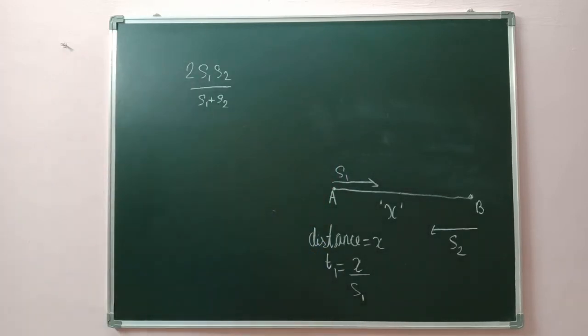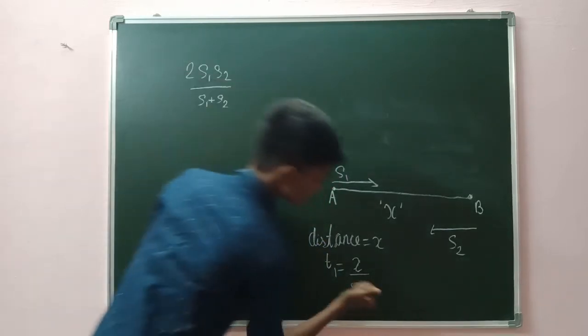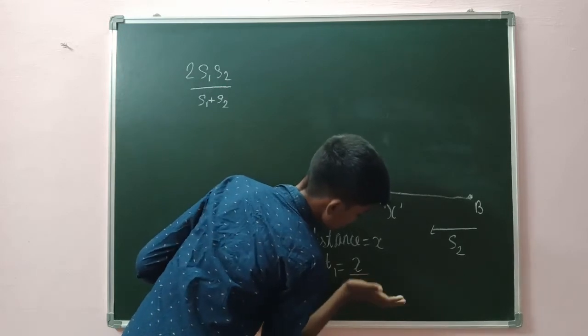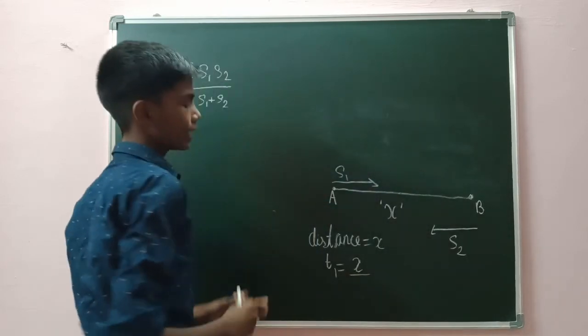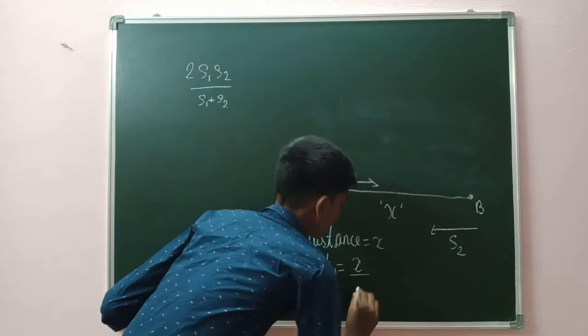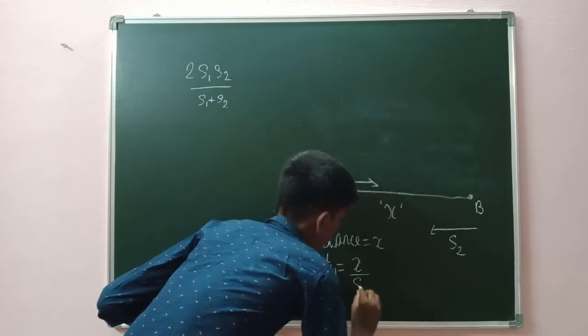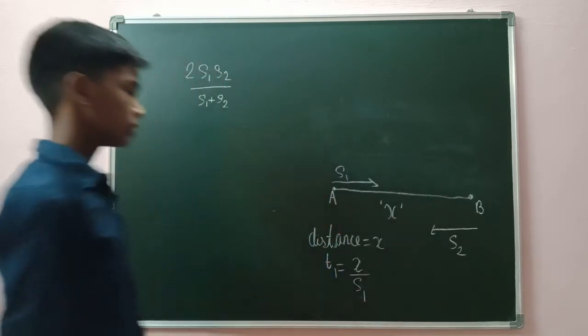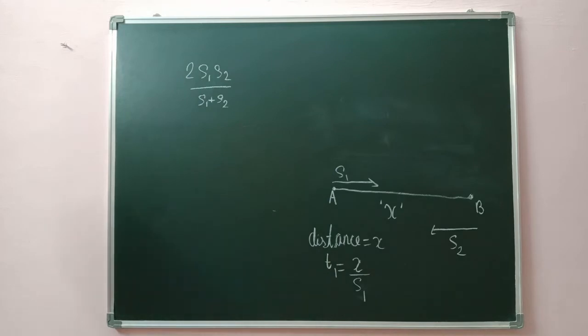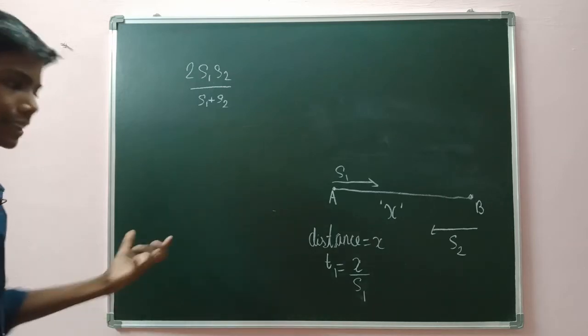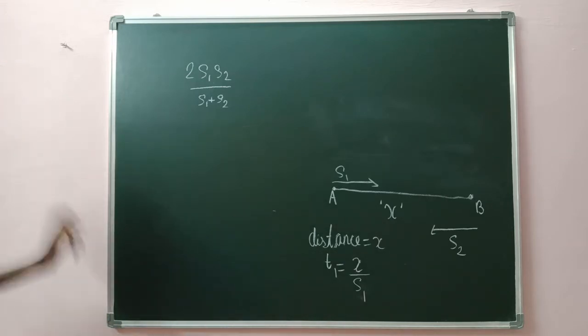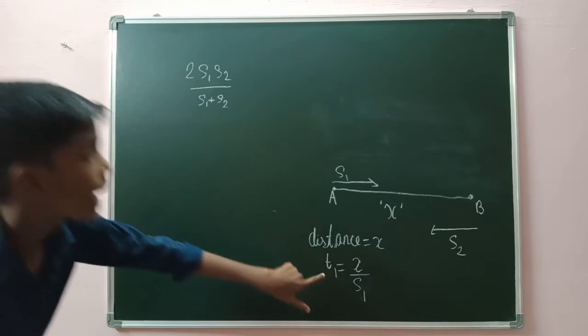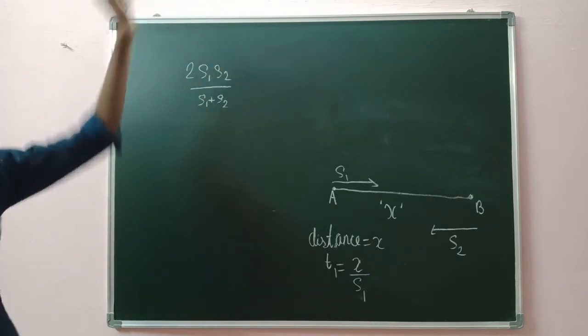Can't I say it like that? Think carefully and say, guys. Can't I say your time T1, that means the time taken to reach B from A with speed S1, is x by s1? Think carefully how I am saying this. We know now, guys, speed is nothing but distance by time taken. So as speed is distance by time taken, your time taken will be distance by speed.